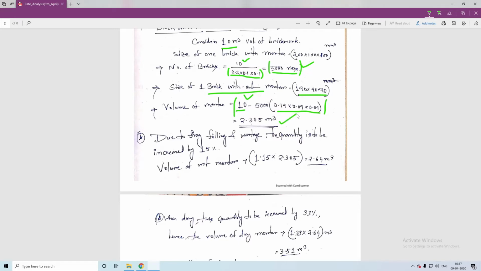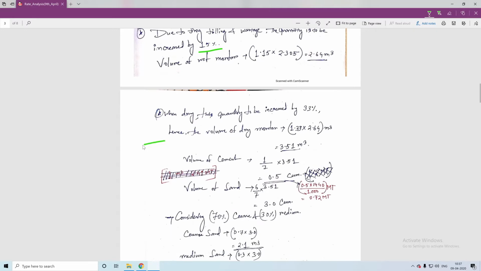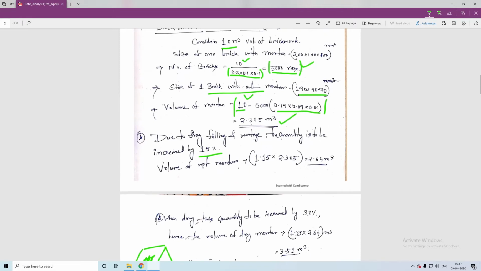Okay, so I got this value, but I need to increase it by 15%. Why is it increased by 15%? Look, due to the frog filling and wastage. So I hope you know the frog, which portion is the frog. Suppose this is the brick, and in this portion there are some names written, the company names of the bricks or that kind of thing, and this is slightly hollow. That means extruded inside. So that's why we need to put some extra mortar here, right? So that's why we take 15% extra.